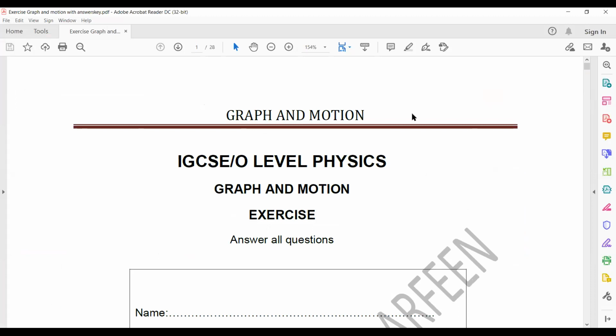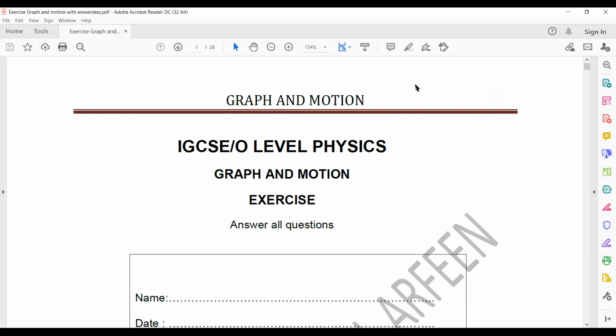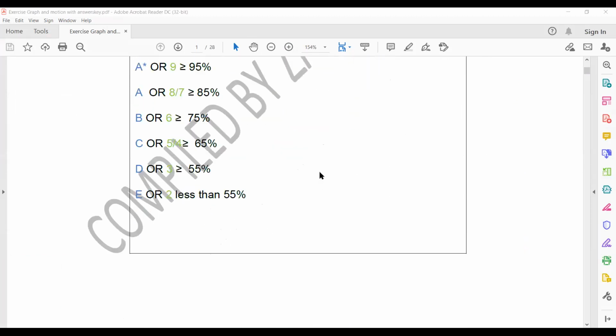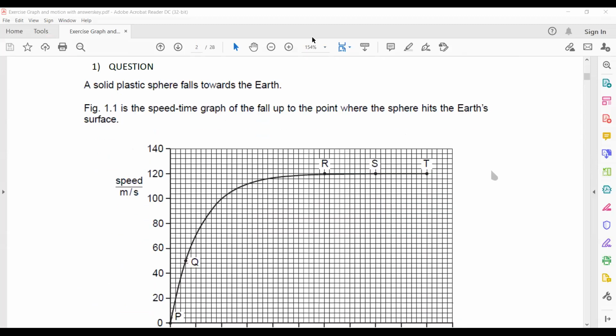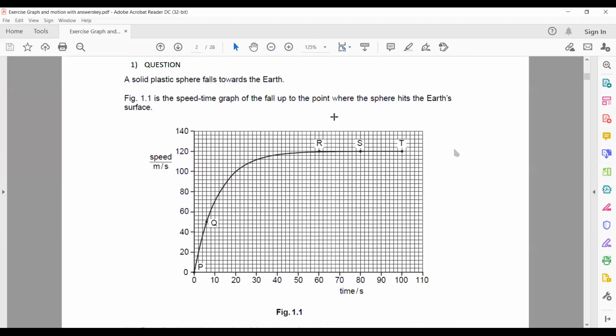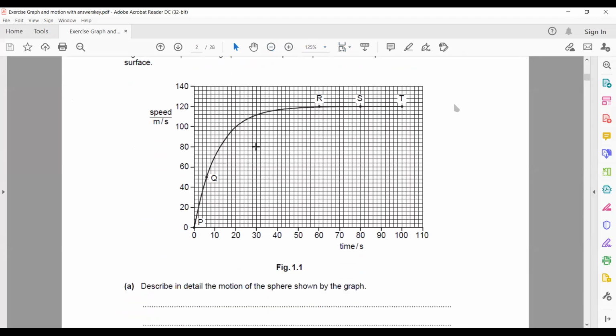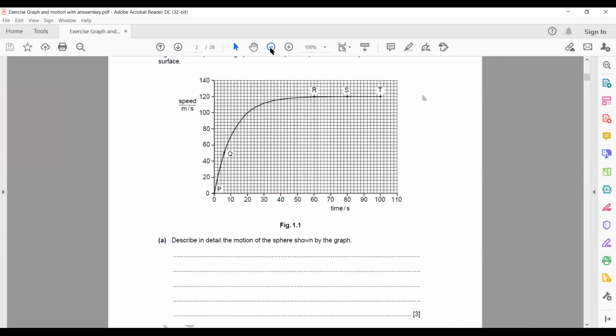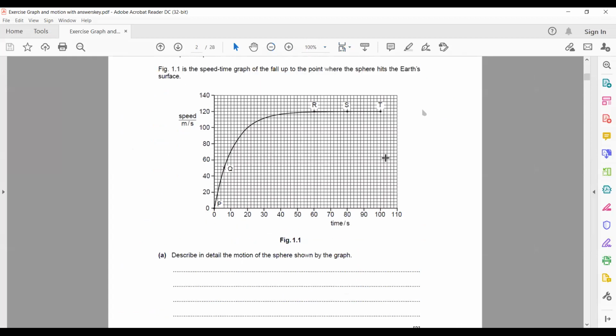Okay, so this is another file related to graphs and motion, and the answers are also given. So the first one: a solid plastic sphere falls towards the earth. Figure 1.1 is a speed time graph of the fall up to a point where the sphere hits the earth. Describe in detail the motion of the sphere shown in the graph.